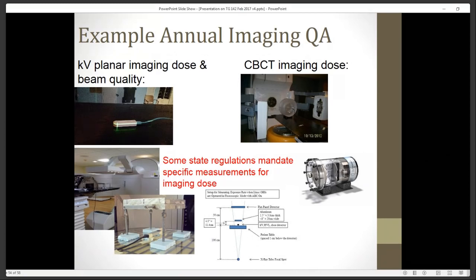There are also some other phantoms out there. I've got one of them up here that allows for some TLD inserts. It's a CBCT phantom, so that could potentially be used. I could see that being used, or you could even use a Farmer chamber, or even one where the ADCL will give you a calibration in that range if you really wanted an absolute dose to compare to.